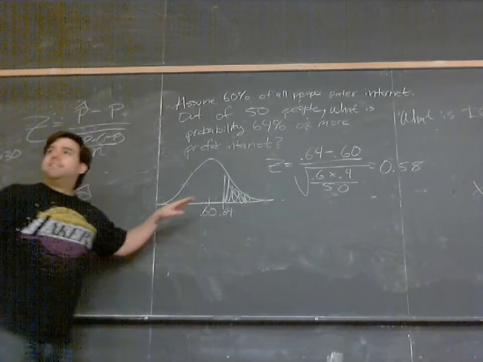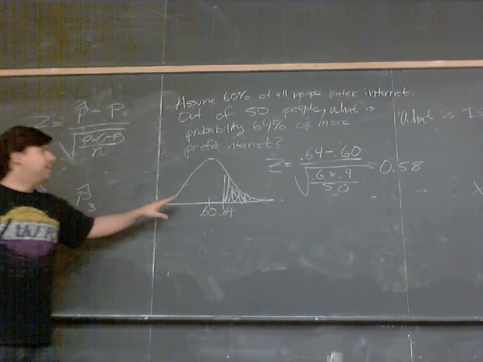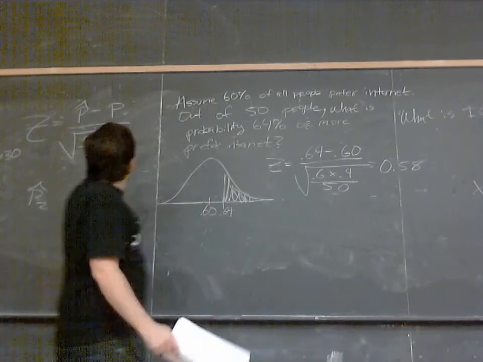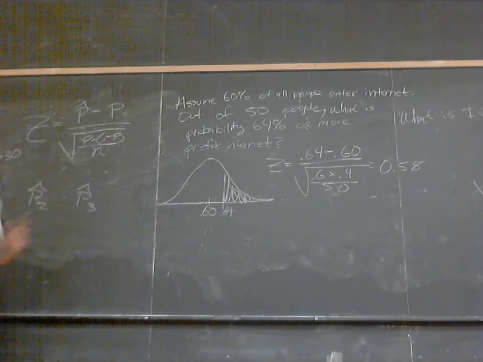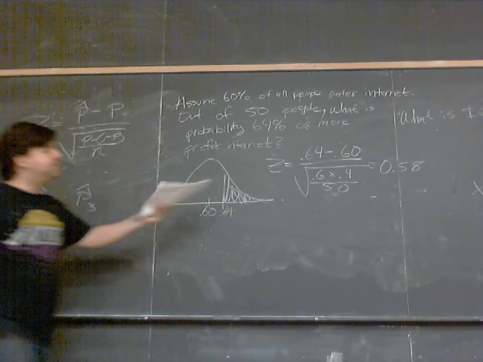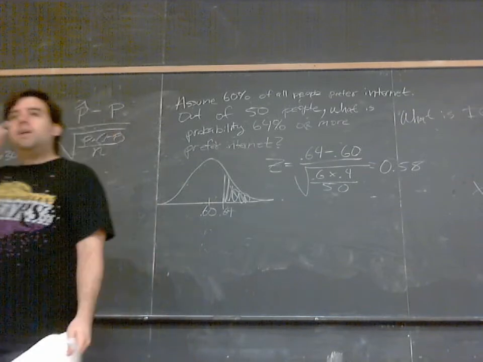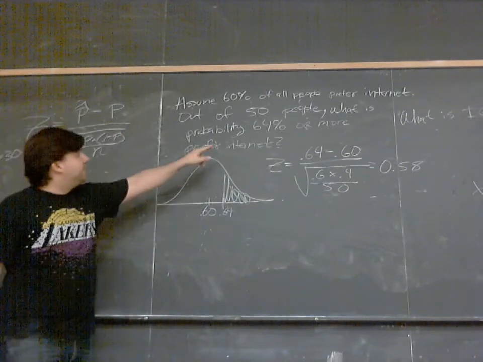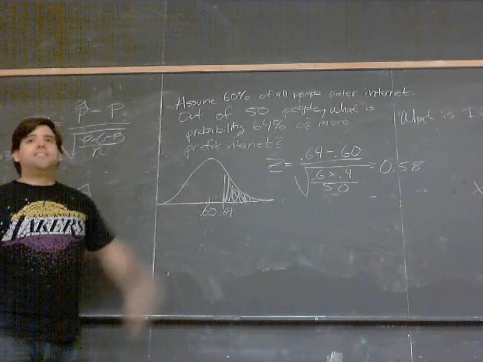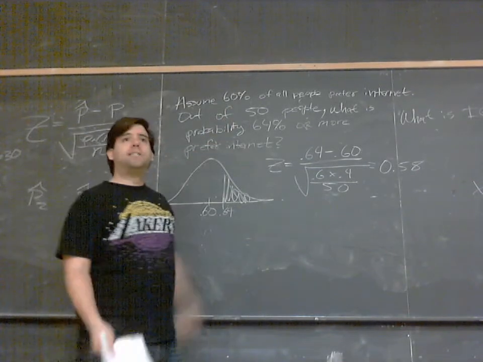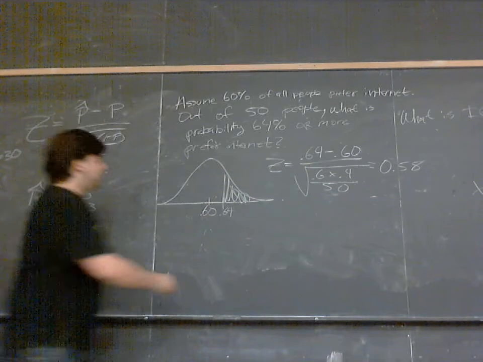Once I have that z-score, which is now the product of this being normal due to the central limit theorem, we have this different z-score for proportions, a lot of little details, but once we get to the z-score, it's just how we've always understood the z-score. This is telling me that this point, the 64%, is 0.58 standard deviations away from the 60%. So what is that probability?